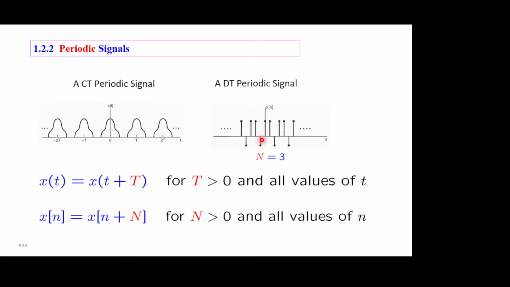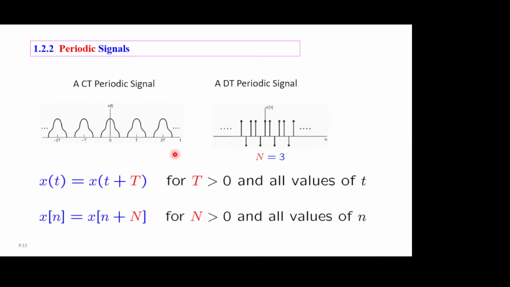And if it's discrete, then it's the same concept. You have a signal, so now it's a three-dot repeating signal. This minus 1, plus 1, plus 1 pattern keeps repeating itself, from n minus infinity to n plus infinity.